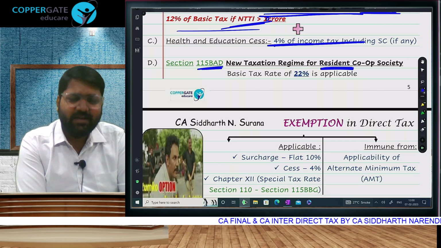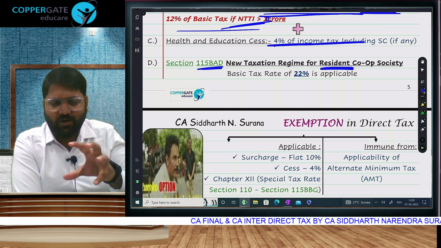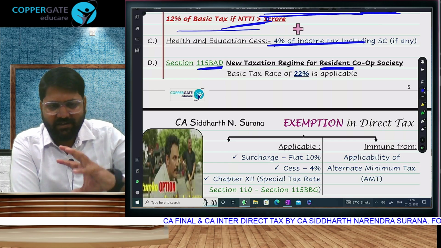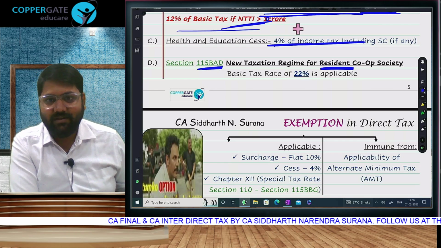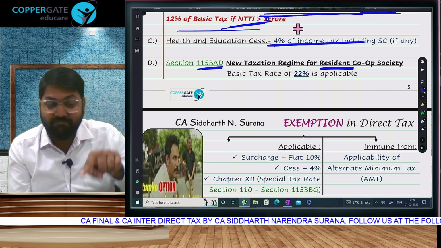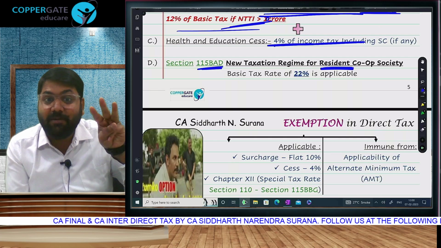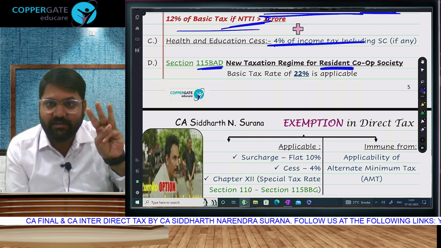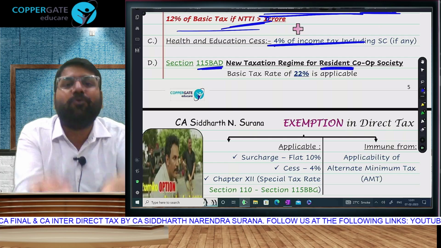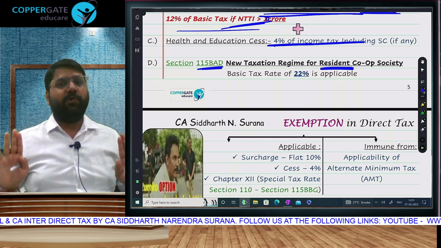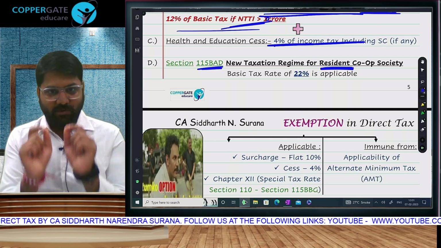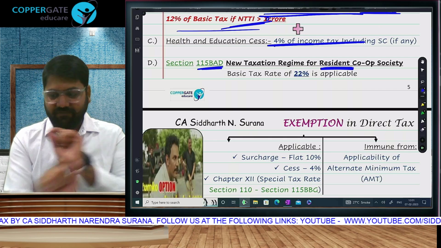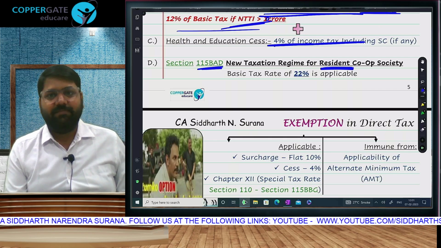One more difference, in 115BAC we already saw that non-PGBP can change every year. PGBP can go in new, come back to old, but can't go again. But in the other three sections, which three? BAD for cooperative society, BAA and BAB for domestic companies. There it is stated that once you go in new, you will stay in new lifetime forever. You don't have the option of coming back to the old regime. Option once exercised will apply forever and can never be changed.